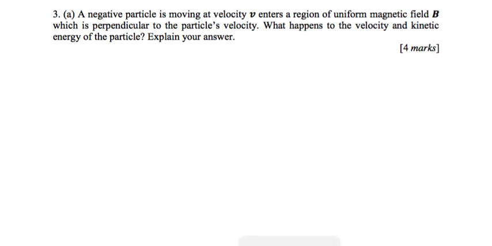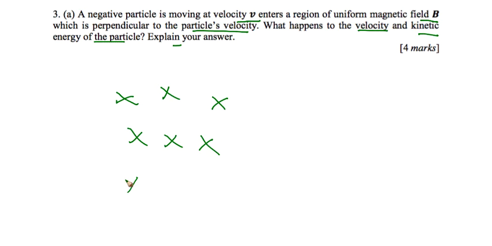Question number 3. A negative particle is moving with a velocity v and enters a region of magnetic field B perpendicular to the particle velocity. What happens to the velocity and kinetic energy of the particle? Explain your answer. So let's say you have a magnetic field B. This is magnetic field B, and you have a particle. Let's say this is a positive charge entering the region of magnetic field B.